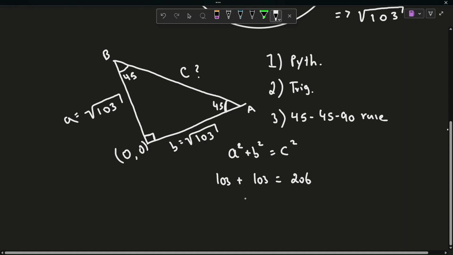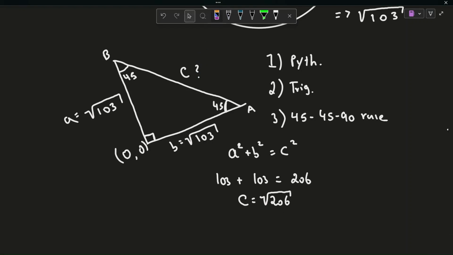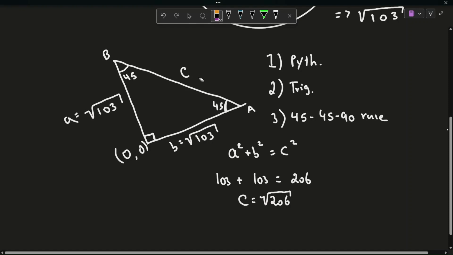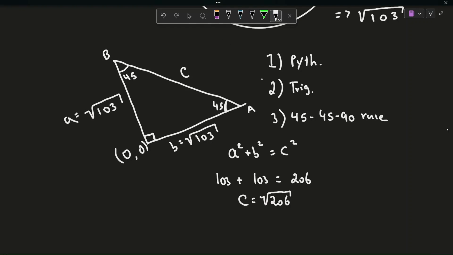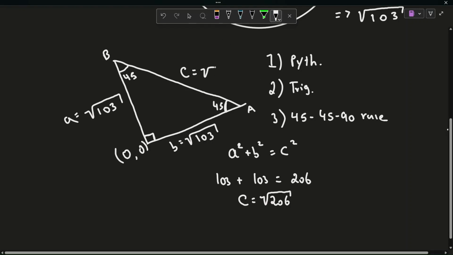And that means c is the square root of 206. So here the c is equal to the square root of 206, and we derived that using the Pythagorean theorem. So now let's go ahead and derive that using trigonometry.